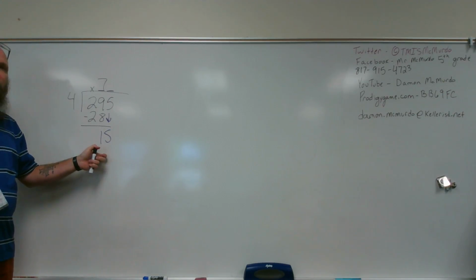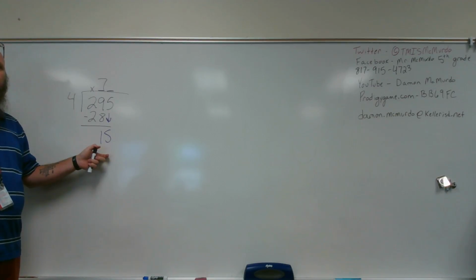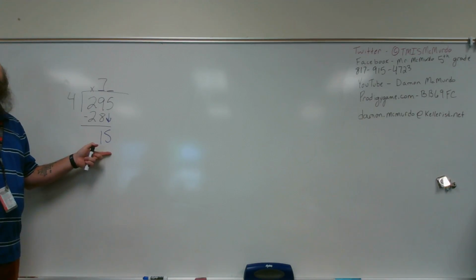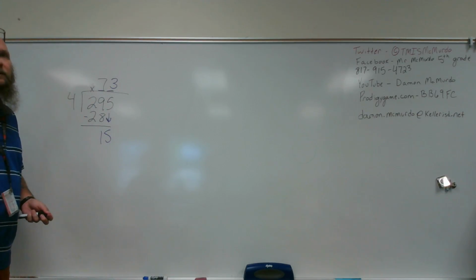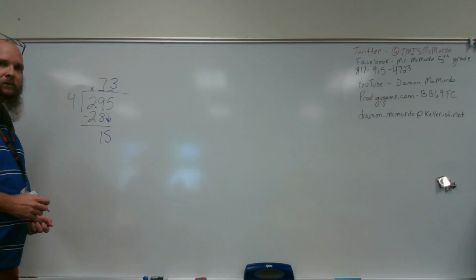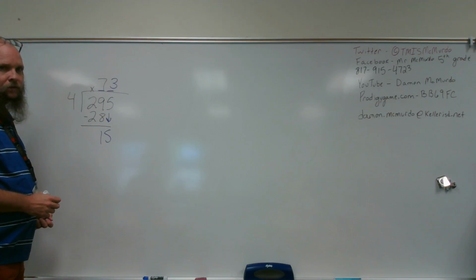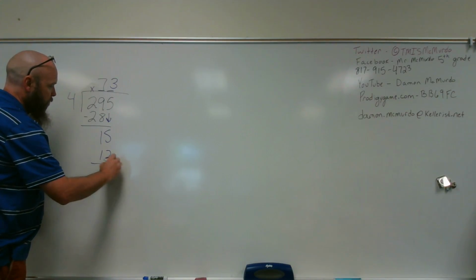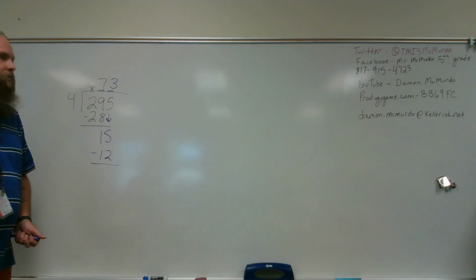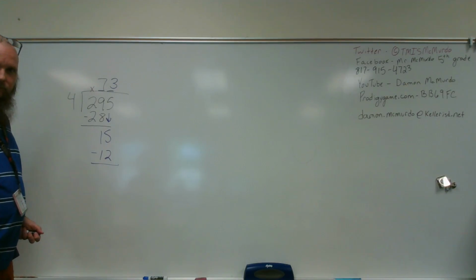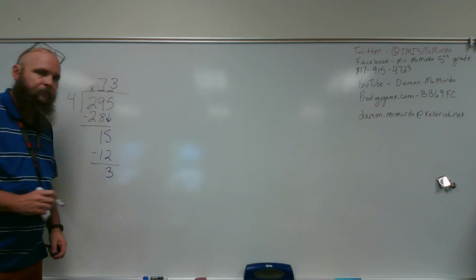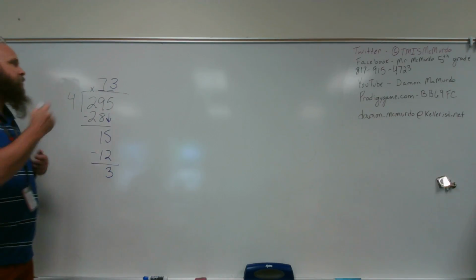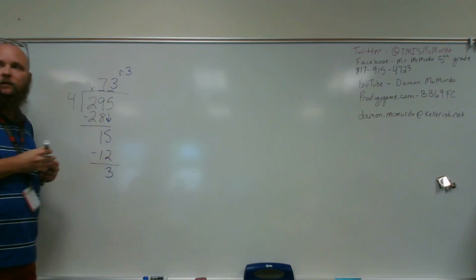How many times does 4 go into 15, Mia? 4 goes into 15 3 times. And 3 times 4 is what, Mia? 3 times 4 is 12. And 15 subtract 12 is 3. So I have 73 with a remainder of 3.